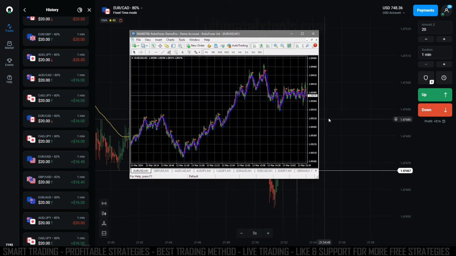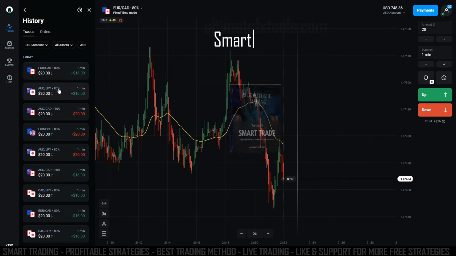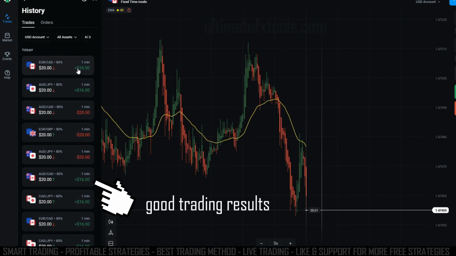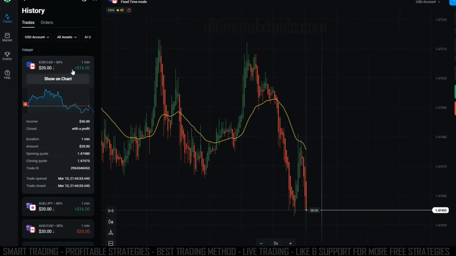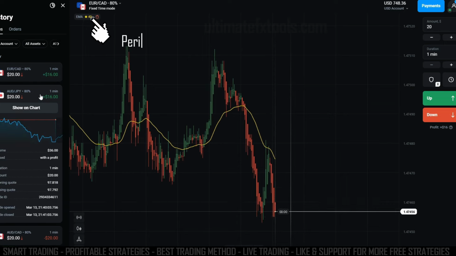We have an amazing trading strategy here. Trading with Olymp Trade by using the Smart Trade version 2 indicator. Got good trading results on our past trades by utilizing only one indicator: the exponential moving average with a period of 40.